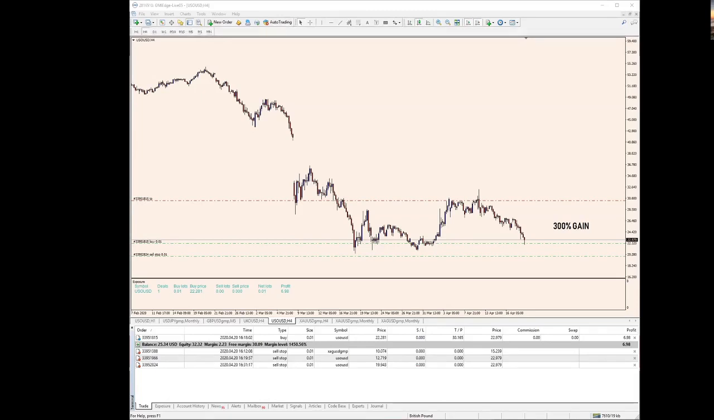But if you see WTI or Brent oil is reaching $12.